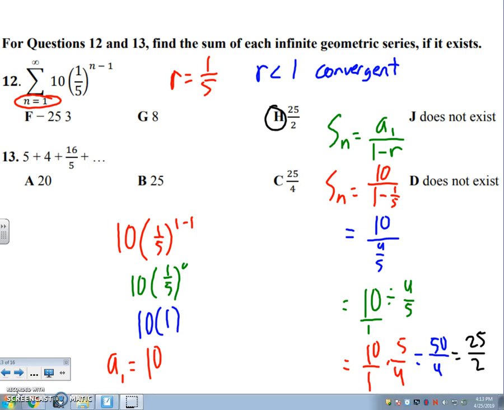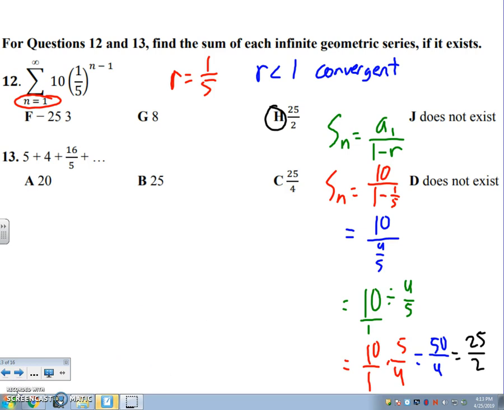Alright, for 13 we do the exact same thing. So let's see, we can figure out what R is. R is not given, so we're going to do the second term over the first term. That's 4/5. So that's our R. That's times 4 over 5. We can check. 4 times 4 over 5 is 16 over 5. So because R again is less than 1, this is convergent, there will be a sum. If it's 1 or more, it's divergent, there is no sum.